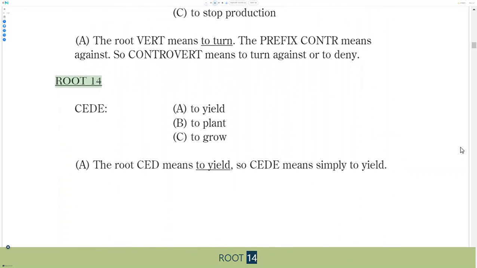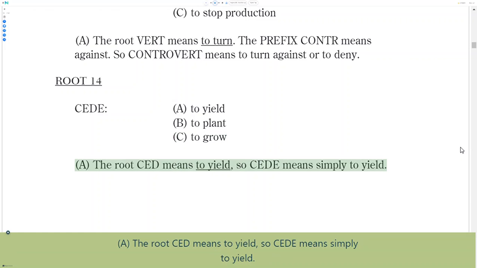Root 14. Seed. A. To yield. B. To plant. C. To grow. A. The root sed means to yield, so seed means simply to yield.